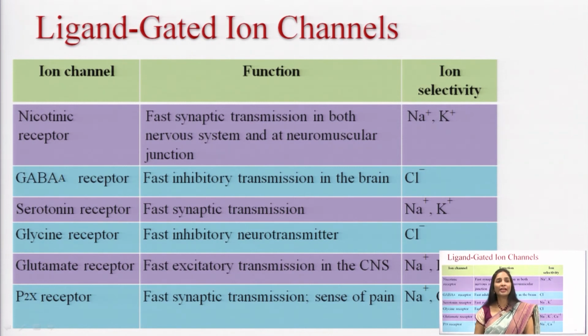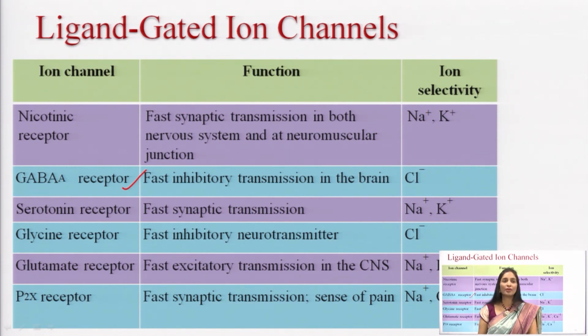Okay, next, I am giving some examples like nicotinic receptor, GABA receptor, serotonin receptor, glycine receptor, glutamate receptor. According to the action of the receptor, some receptors will show an excitatory action, and some receptors will show an inhibitory action. The nicotinic receptor causes the opening of sodium or potassium channels. Next, the GABA receptor. The GABA receptor mediates inhibitory transmission in the brain. Which type of channel is it going to open, what is the ion selectivity here? Chloride.